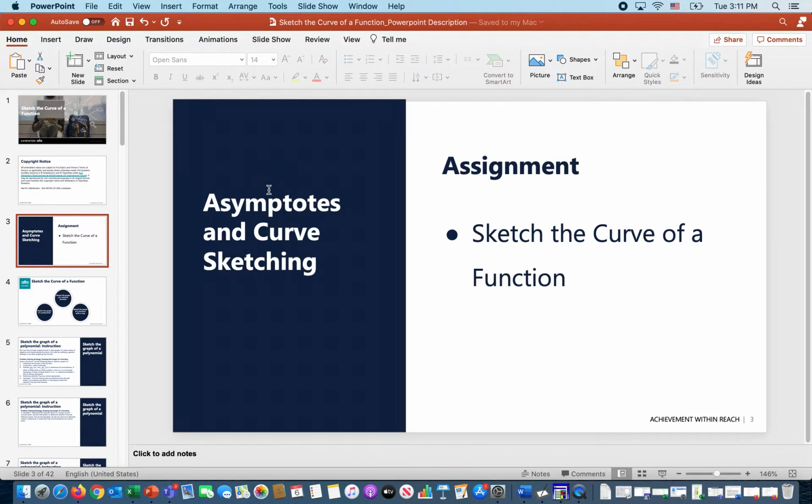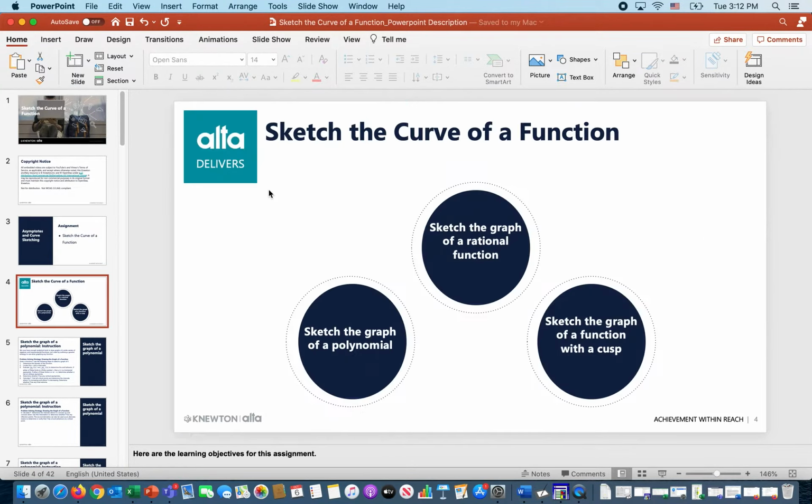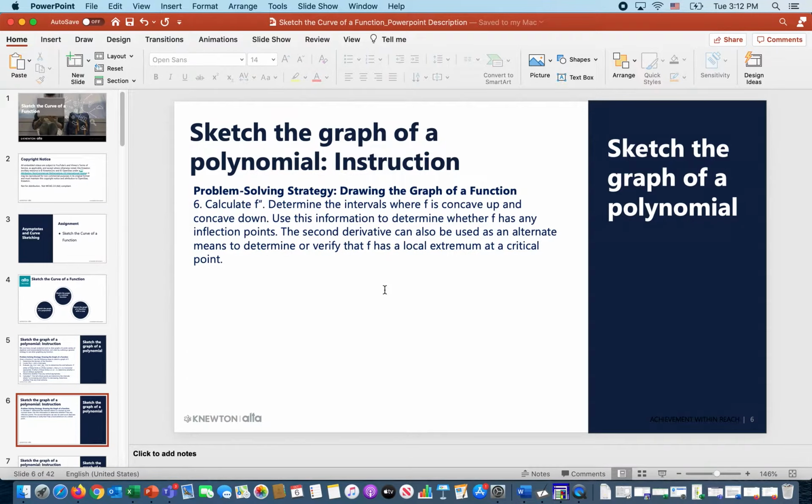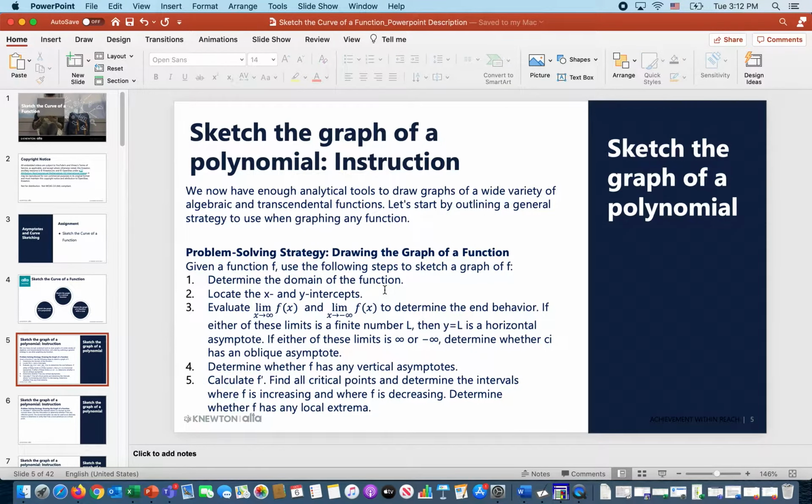So we're going to look at how to actually sketch the curve of a function, and we're going to do this without the use of a calculator. So we're looking at a polynomial function and a rational function. We're not going to work with those functions that have cusps. We're only going to do the polynomial and the rational. So you might want to print this screen and this screen, as they give you kind of a 6-step approach to how to do this.